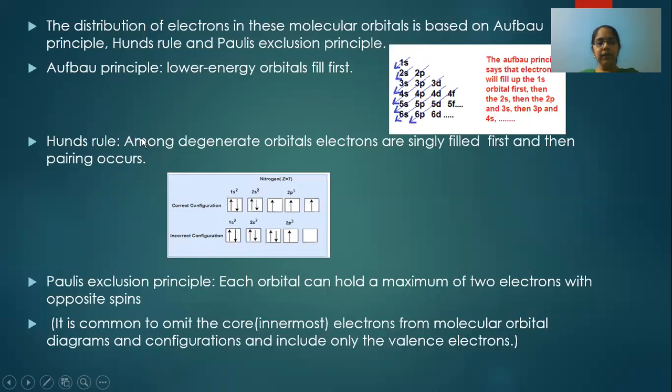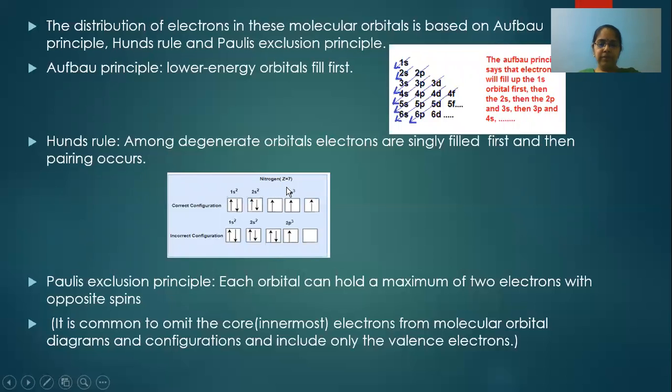Now the second rule is Hund's rule, which is mainly applicable to degenerate orbitals. Degenerate orbitals are those which possess the same energy. In those degenerate orbitals, the electrons are singly filled first and then pairing occurs. See here, I give you one example.